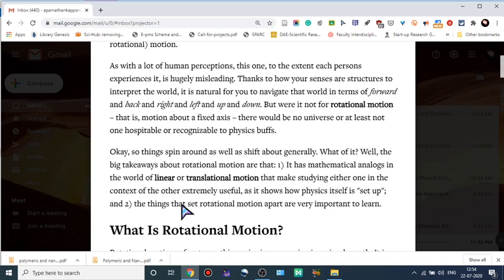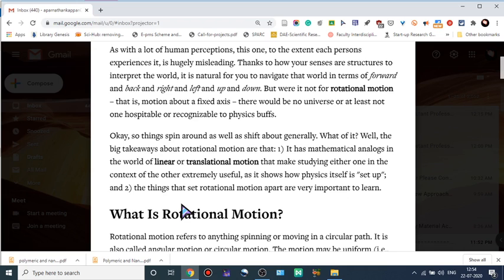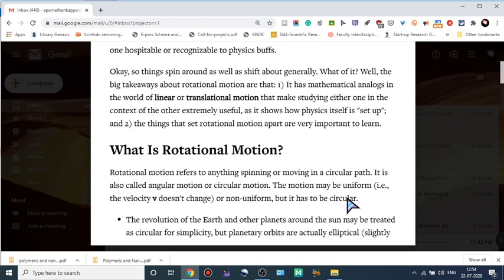This rotational motion is motion in a circular fashion. It may be uniform or non-uniform, but it has to be circular. This is the important point. We can define rotational motion as anything spinning or moving in a circular path. It is angular motion, circular motion, or rotational motion.